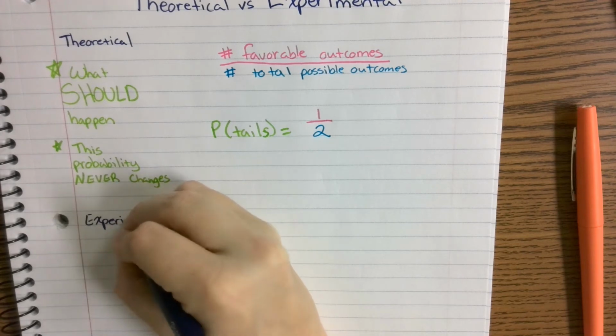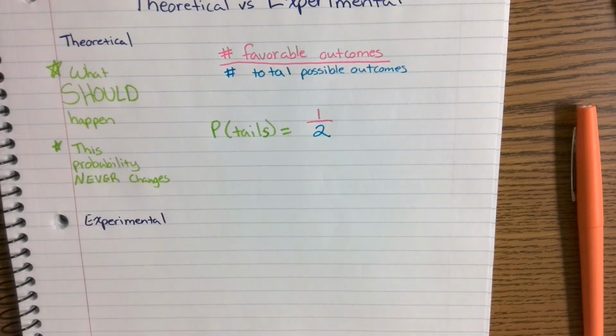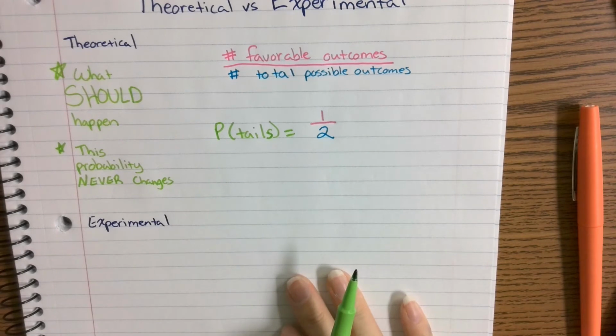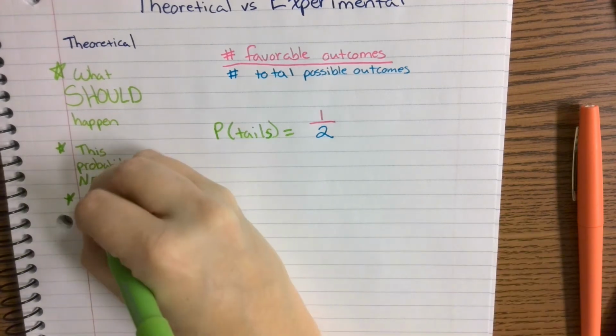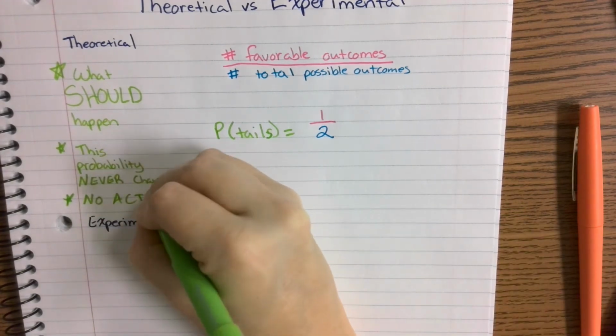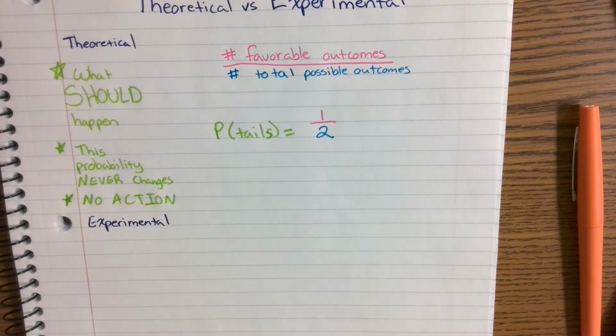In experimental probability, you are physically doing something. So something else I might want to add up here before I move on. Up in this little section right here, another little star. There is no action. There is absolutely no action occurring with theoretical probability. You are not actually doing anything. You are looking at the coin and going, okay, in theory, it's going to land on heads this many times. Or in theory, it's going to land on a 5 when I roll the die this many times, 1 out of 6. That's the theory of it. No action whatsoever.